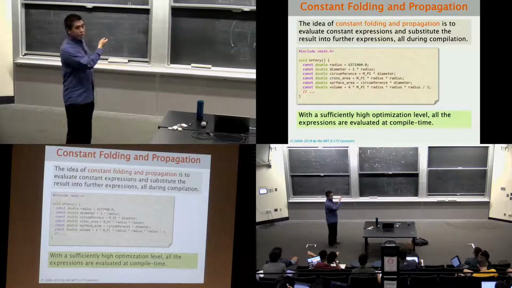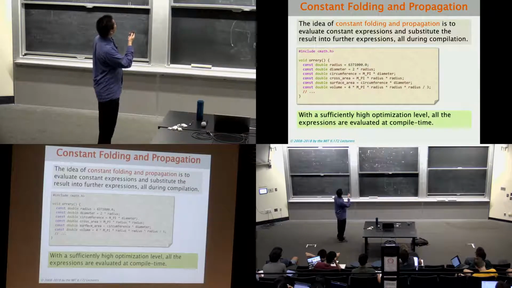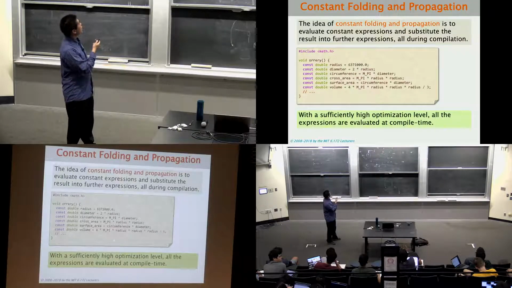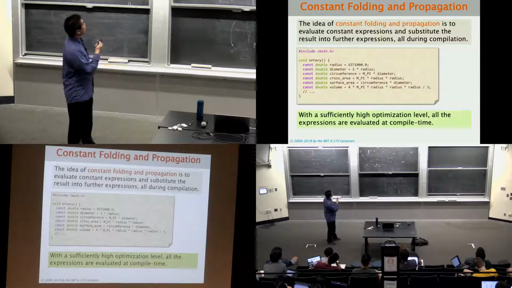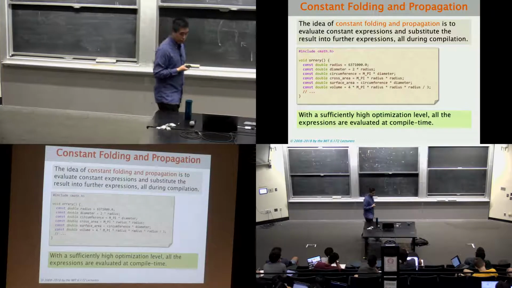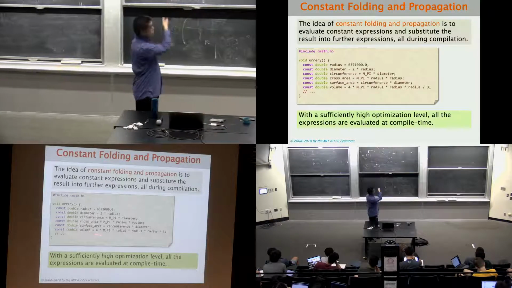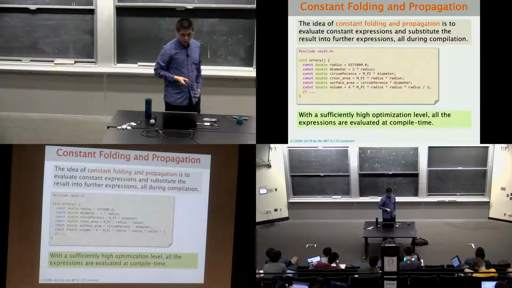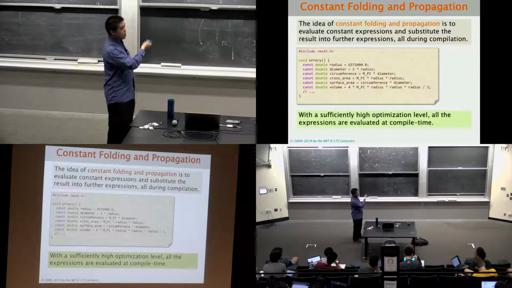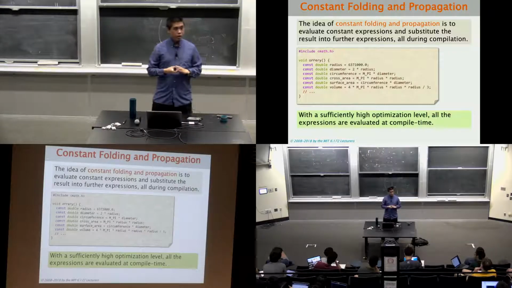Now the diameter is just twice this radius. The circumference is just pi times the diameter. Cross area is pi times the radius squared. Surface area is circumference times the diameter. And finally, volume is 4 times pi times the radius cubed divided by 3. So you can actually evaluate all of these at compile time. With a sufficiently high level of optimization, the compiler will actually evaluate all of these things at compile time. And that's the idea of constant folding and propagation.